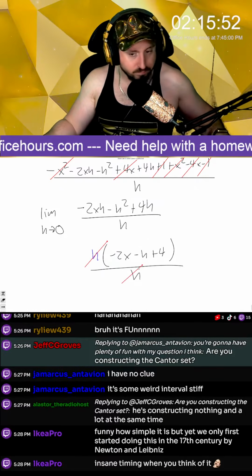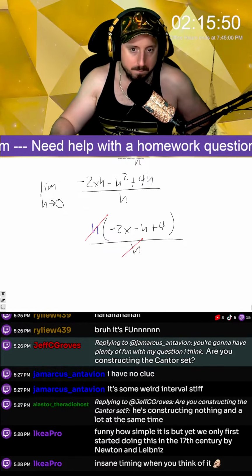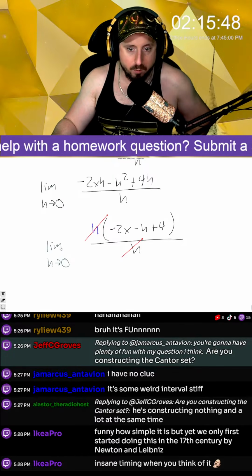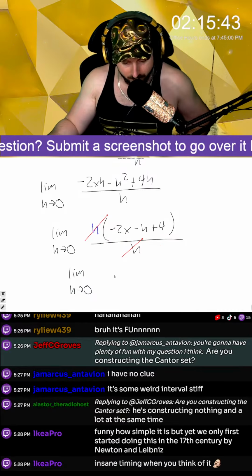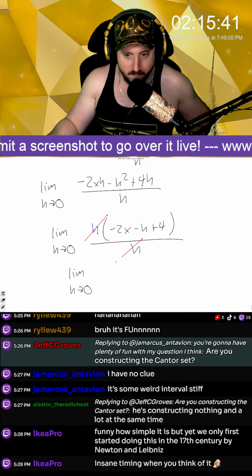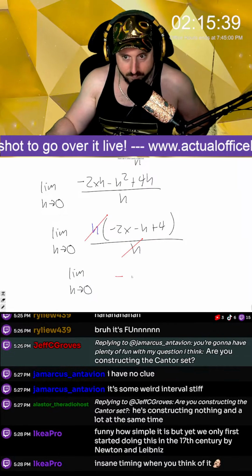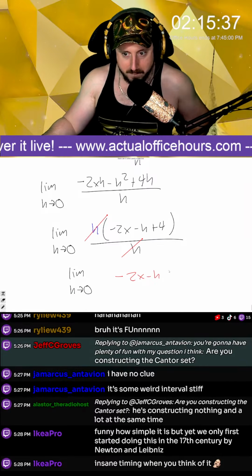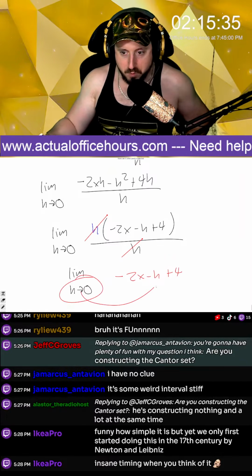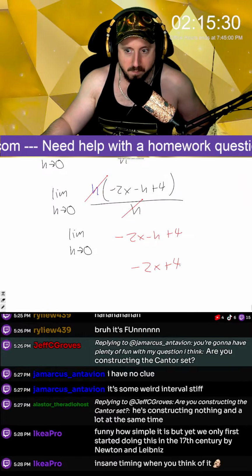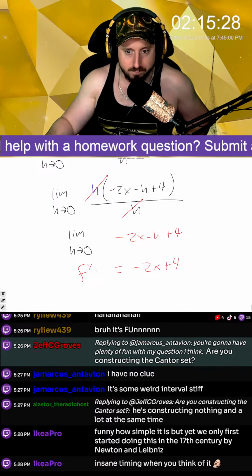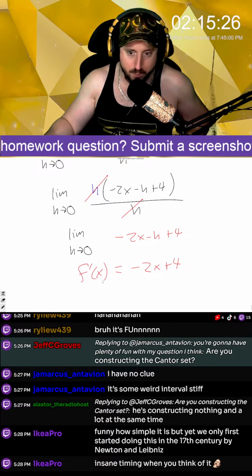The h's cancel. Good job. And now what we're left with is something much nicer. This h on the bottom, dividing by 0, which was giving us a hard time, is now gone. And we have just negative 2x minus h plus 4. Now, if you plug in h equals 0, you end up getting negative 2x plus 4. And this is equal to f prime of x, which is going to be the slope at x.